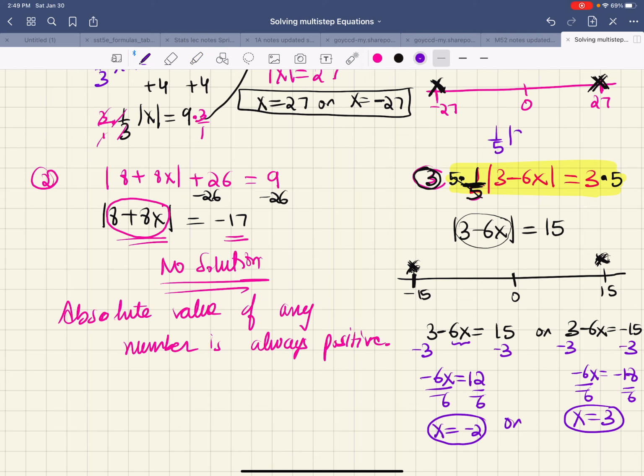The original equation was 1/5 times the absolute value of 3 minus 6x equals 3. So two numbers will make the left and right hand sides equal to each other. Those numbers are x equals negative 2 and x equals 3. Of course, for your peace of mind, plug both of them back in and check. But if you did the work correctly, then they both should work out correctly. Okay, that's the end of this video.